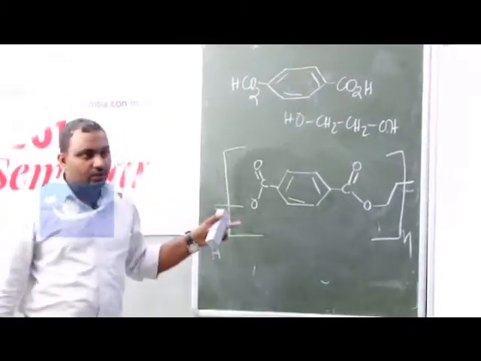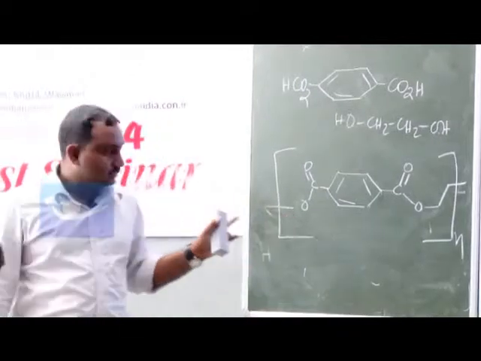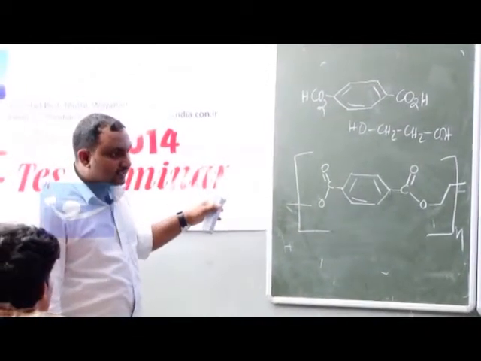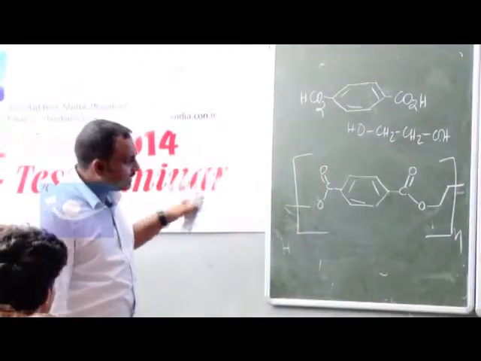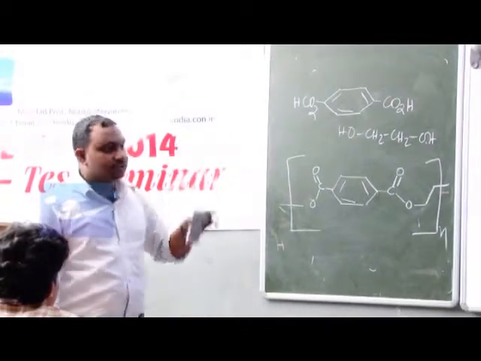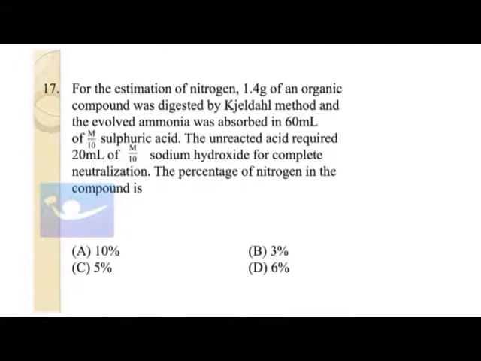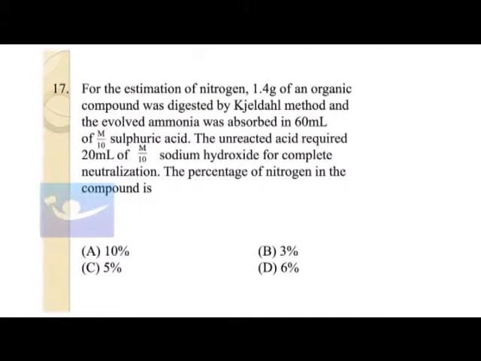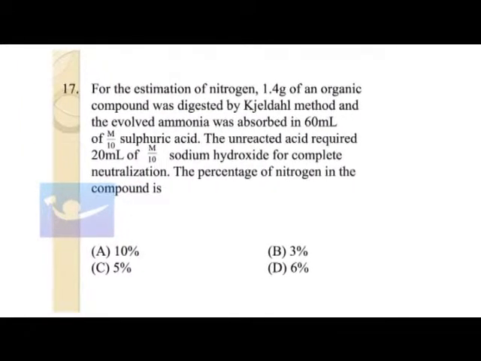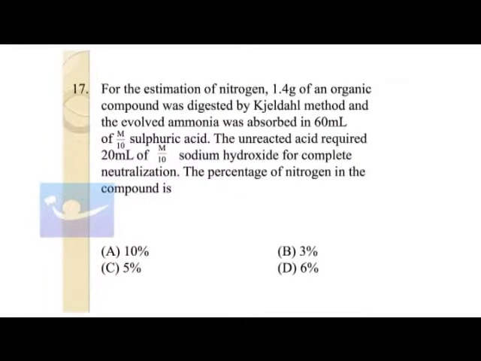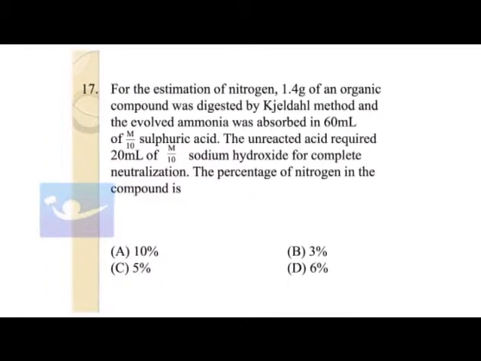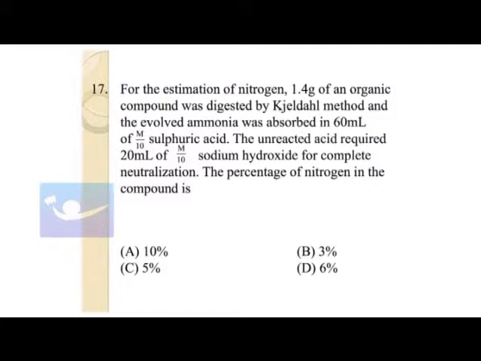This is what Dacron is. Dacron polymer is this, and it is a condensation polymer. For the estimation of nitrogen, Kjeldahl's method, it is on the estimation of nitrogen. Ultimately what you have to find out is the percentage of nitrogen.